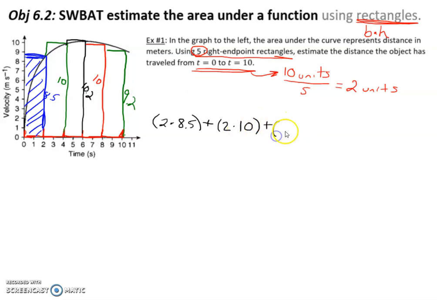The third one has a base of 2 and a height of 10.2. The fourth one has a base of 2 and a height of 10. And then the fifth one has a base of 2 and a height of 9.2. So I've got 5 rectangles, 1, 2, 3, 4, 5. They each have a base of 2 and they each have a different height. You notice if you had been thinking ahead, you could have factored the 2 out first, and you can always do that if they're all the same, and that's fine. What I'm doing now is typing this into the calculator.